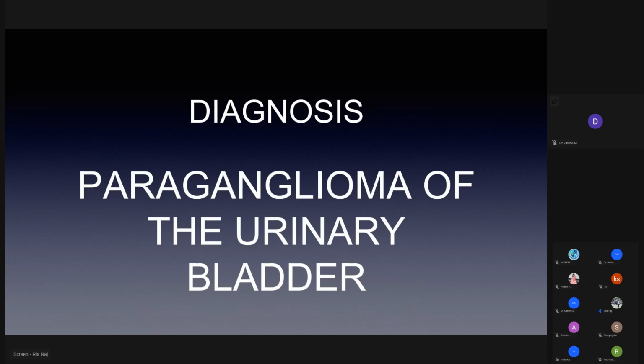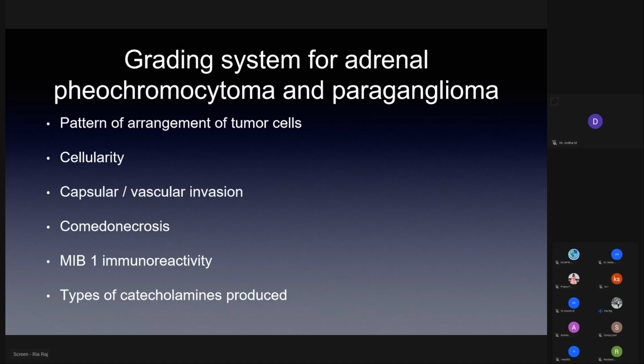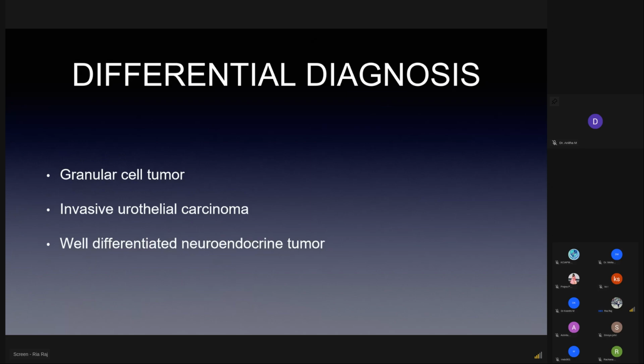With all the features, I would like to come to a diagnosis of paraganglioma of the urinary bladder. And depending upon the features I'm going to tell, it can be divided into well differentiated, moderate, and poorly differentiated. It is a grading system for adrenal pheochromocytoma and paraganglioma based on the pattern of arrangement of tumor cells, cellularity, capsular or vascular invasion, comedonecrosis, MIB1 immunoreactivity, and types of catecholamines produced.